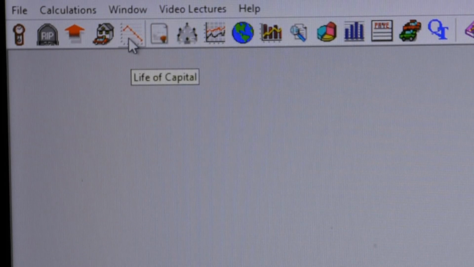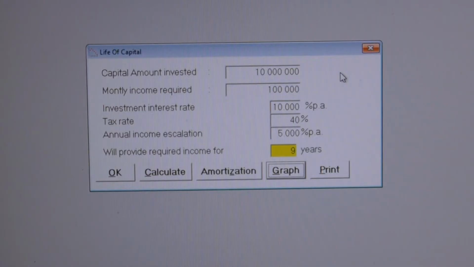This icon opens the life of capital calculator. This calculator shows how long an invested capital amount would provide an inflation-linked income, optionally with tax rates included. If we won 10 million on the lotto and invested it at 10%, let's say our tax rate was 40% and we wanted a 5% annual increase in income. The calculator shows us that all our money, capital and interest, would be gone in 9 years.